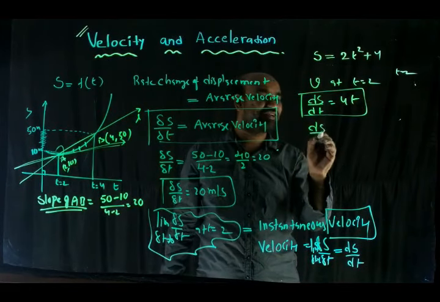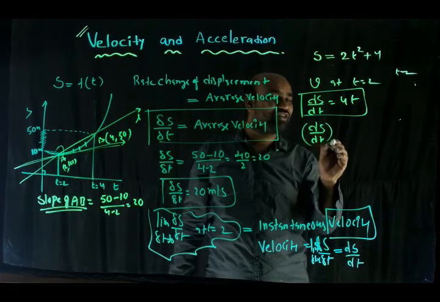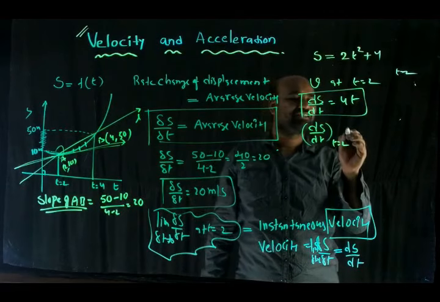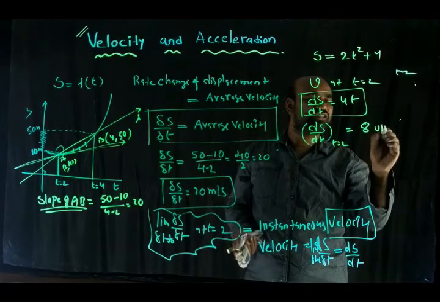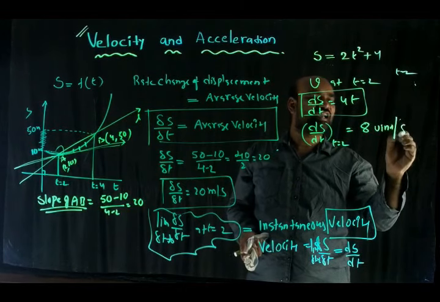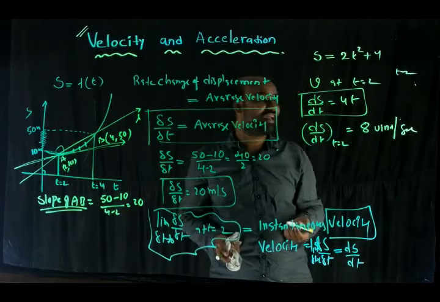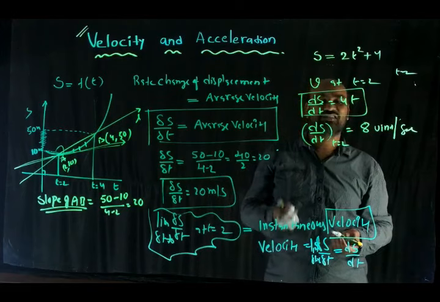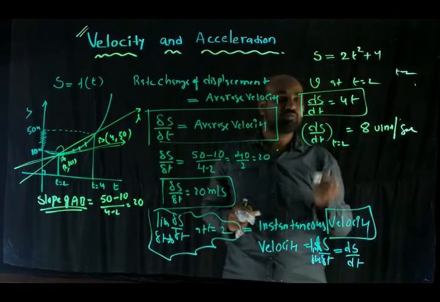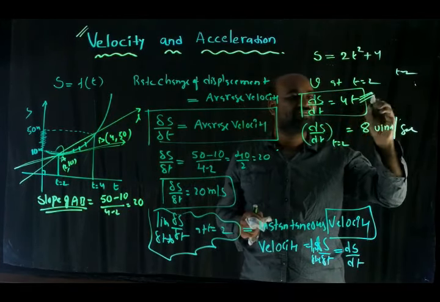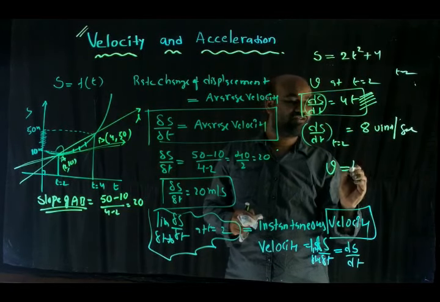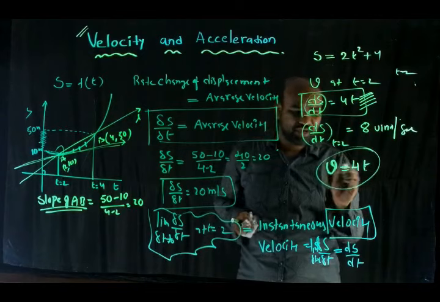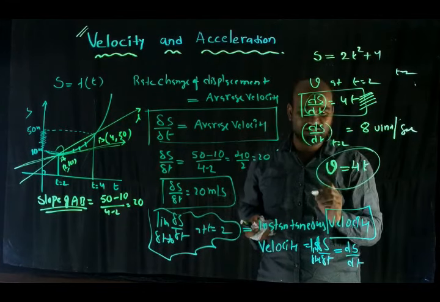I want ds by dt at what time? At t equal to 2 seconds. That is equal to 4 times 2, which is 8. So the velocity is 8 units per second. Observe here, ds by dt means v. v equal to 4t we got. v depends upon t. If t changes, v will change.